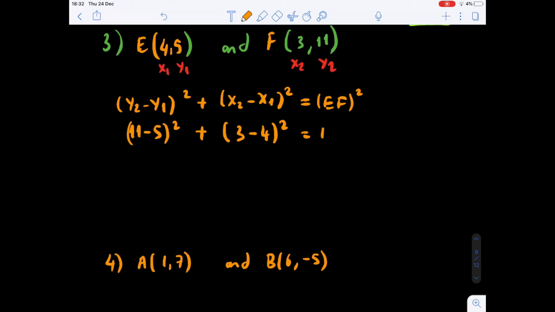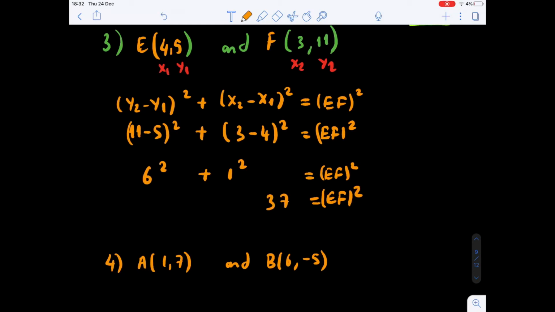So EF squared is going to be 6 squared plus 1 squared. Negative 1, when you take the square of this number, it's going to be positive. So EF squared is, look at that, guys, EF squared is 37. So root 37 is the answer. The length of the distance between point E and F.